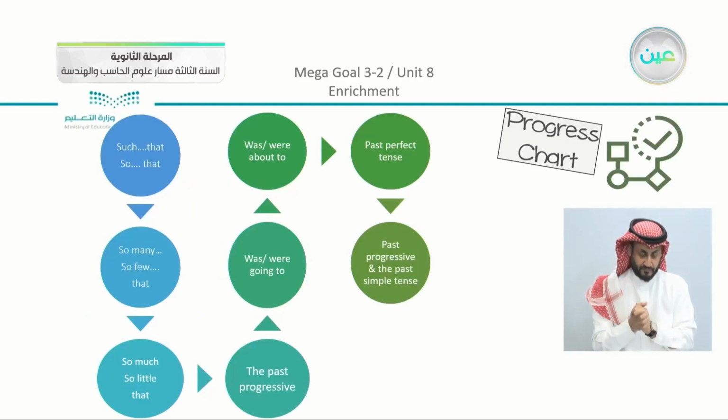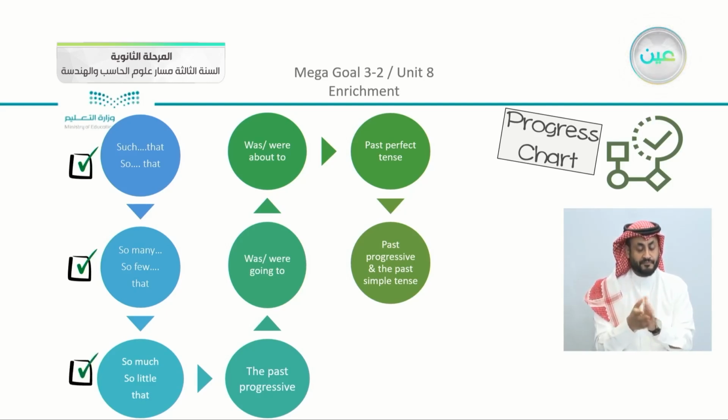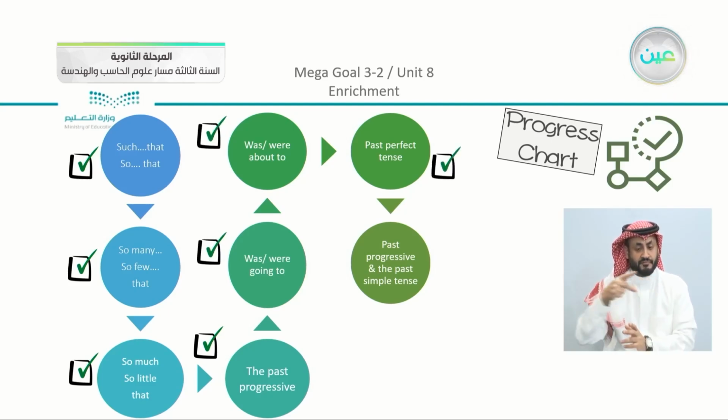We have reached the end of our enrichment here. So what did we do? We studied first of all, or we just revised, such that and so that. We also revised so many, so few with that. We also had in our grammar lesson so much, so little, that. Then we moved on to the form, meaning, and function lesson, where we revised the past progressive. We also passed by was or were going to, was and were about to. Moving on to the past perfect tense, and at the very end we revised the past progressive plus the past simple tense.